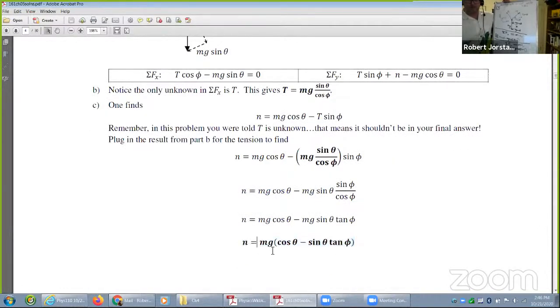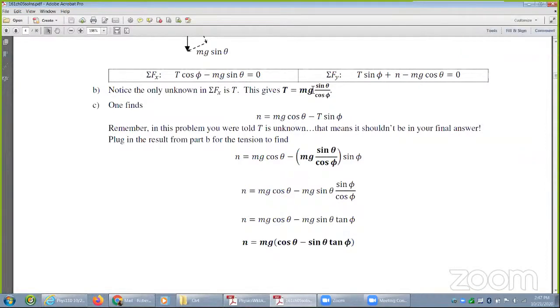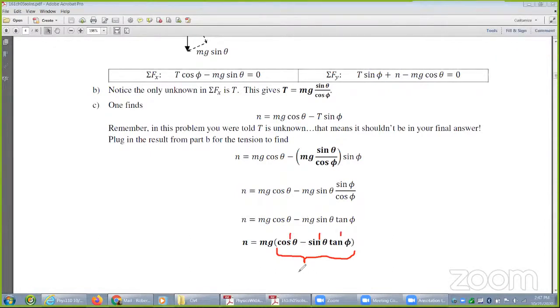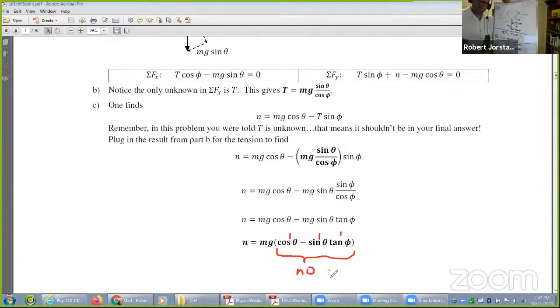This is nice because what's something you should do with every physics answer that's algebraic? Do you guys remember? Check the units. Even though it takes a little bit of algebra, this is actually easy. What are the units of the stuff here in parentheses? That stuff right there. These are all functions, so there are no units.